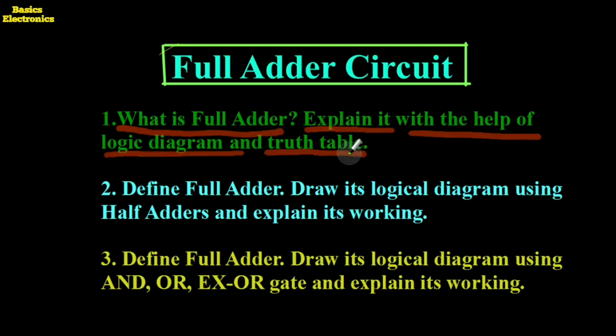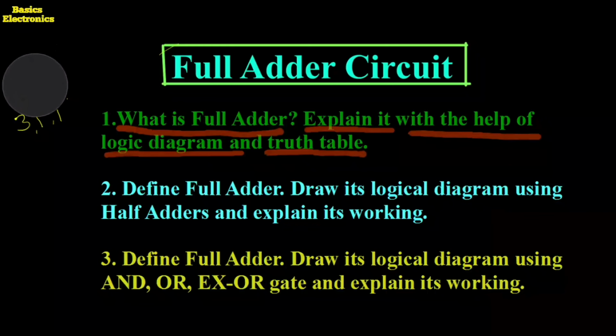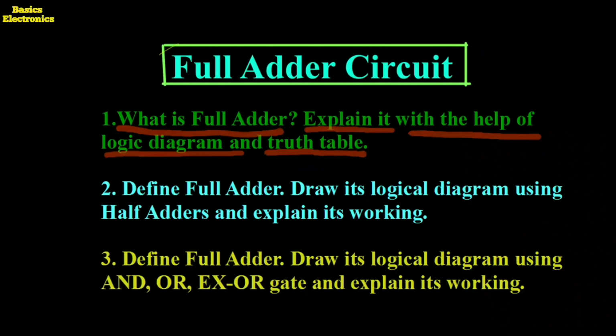Either you can use the type 1 circuit, that type 1 is by using two half adders, and the type 2 circuit by using three AND gates, one XOR gate and one OR gate. Okay, so in this first question you are free to draw the logical diagram which is easy for you. Then you have to explain it and draw its truth table.